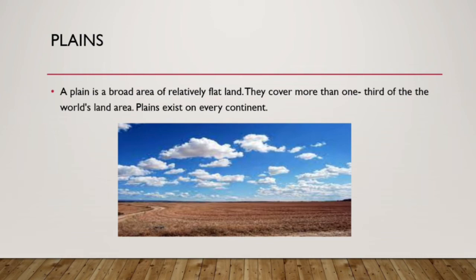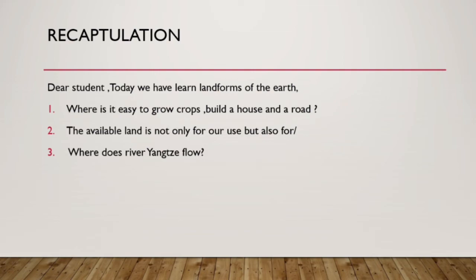Now students, let's remind ourselves what we have discussed today. Today we have been learning about landforms of the earth, and I have 3 questions for you. The first question is, where is it easy to grow crops, build a house and a road? You have to fill in the blank. And then question number 2, the available land is not only for our uses but also for, you have to give the answer. And number 3, where does the River Yangtze flow?